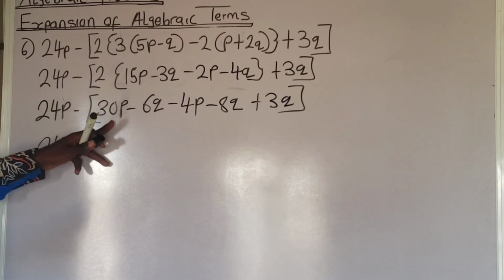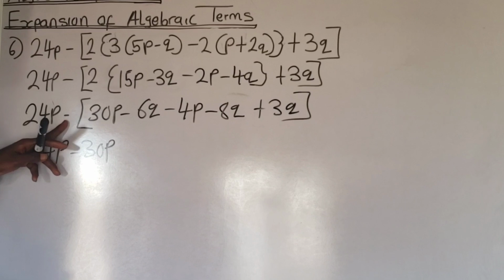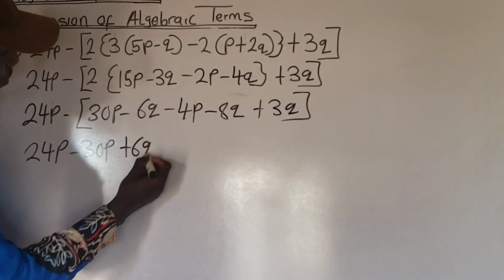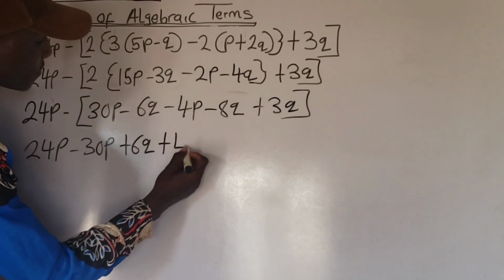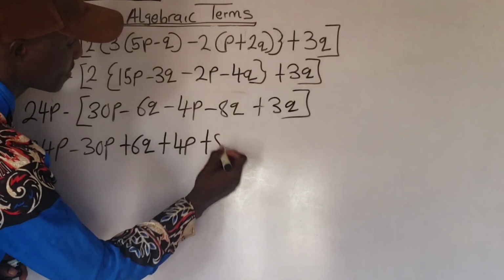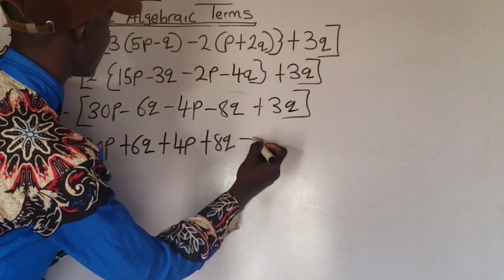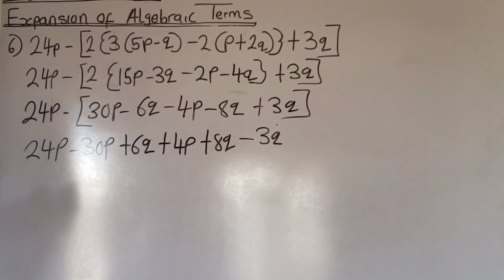Negative 1 multiplied by 30p is negative 30p. Negative 1 multiplied by negative 6q becomes positive 6q. Negative 1 multiplied by negative 4p becomes positive 4p. Negative 1 multiplied by negative 8q becomes positive 8q. And negative 1 multiplied by positive 3q becomes negative 3q. So I've removed all the brackets.